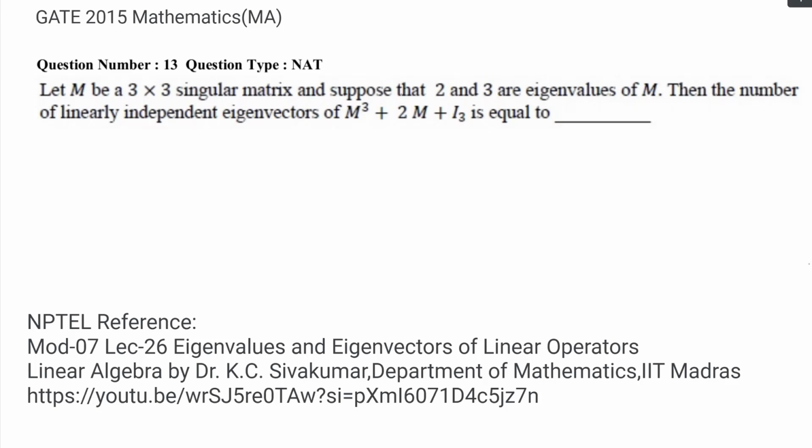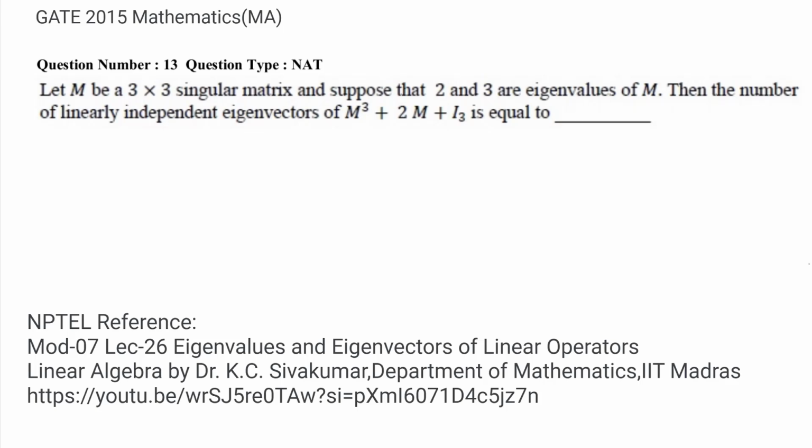The problem is from GATE 2015 Mathematics paper, question number 13. The problem given is: let M be a 3x3 singular matrix and suppose that 2 and 3 are eigenvalues of M. Then the number of linearly independent eigenvectors of the matrix M cube plus 2M plus I3 is equal to.